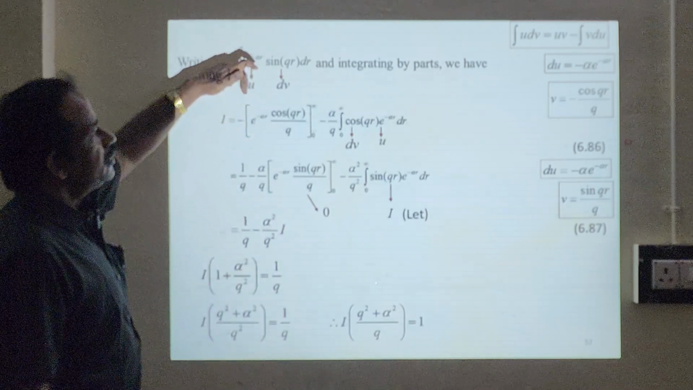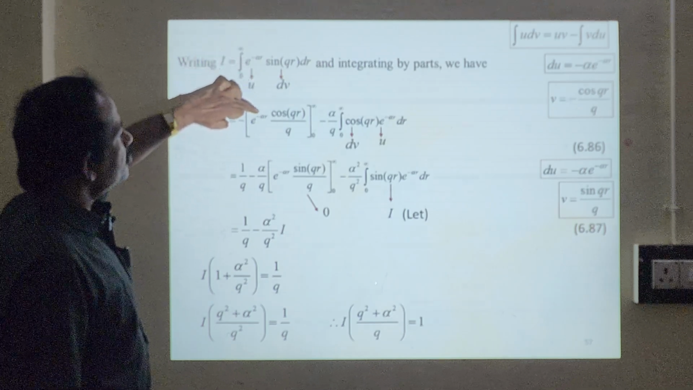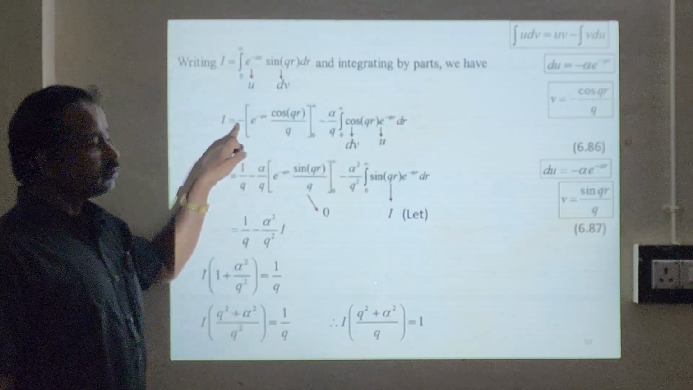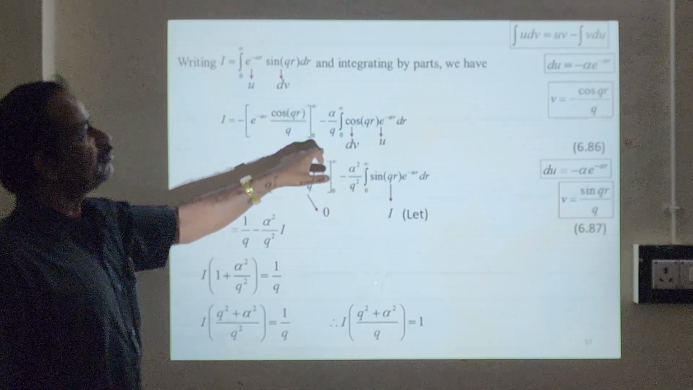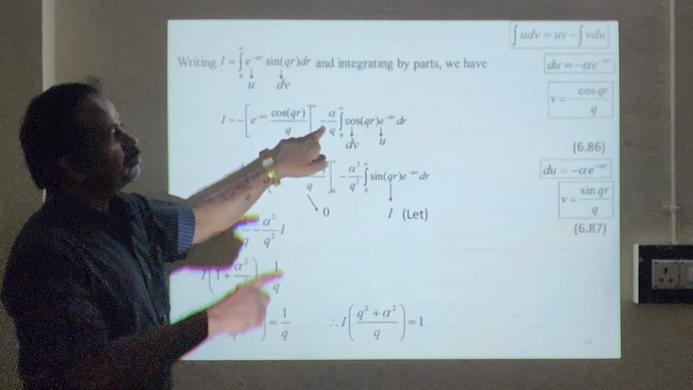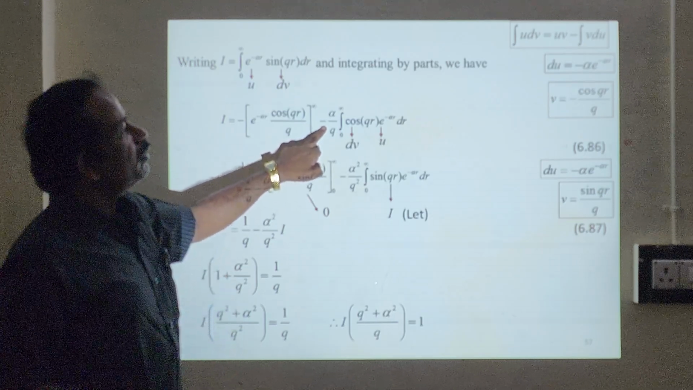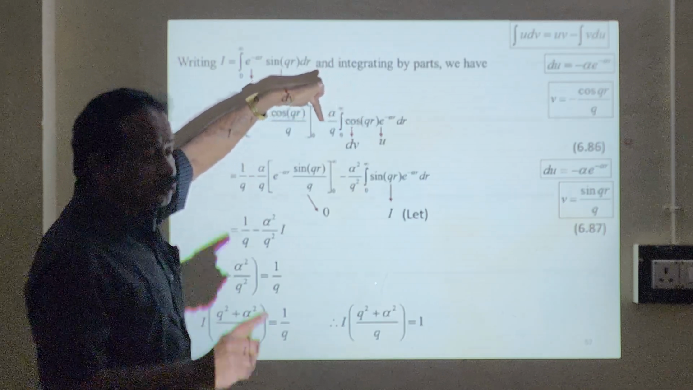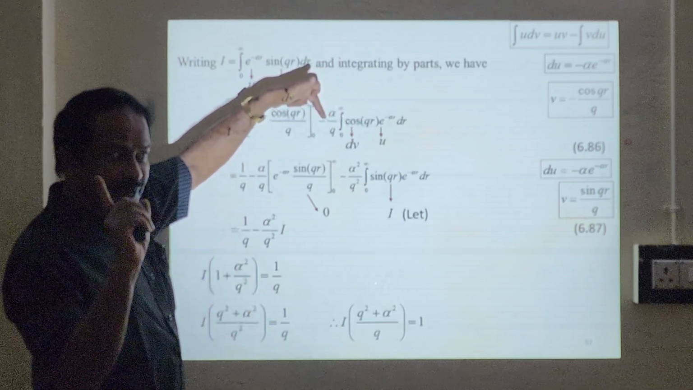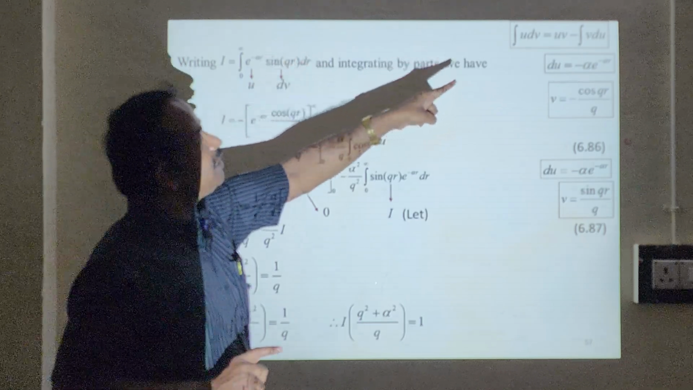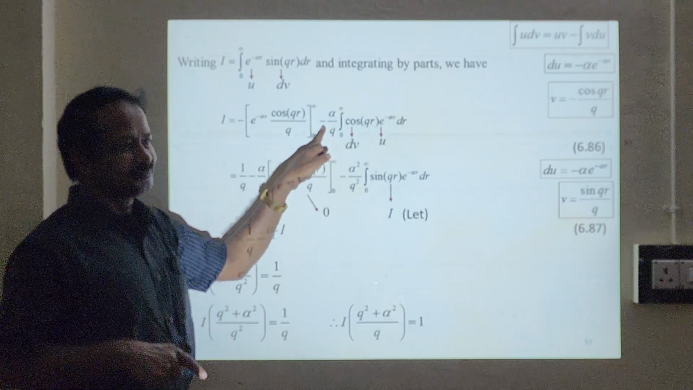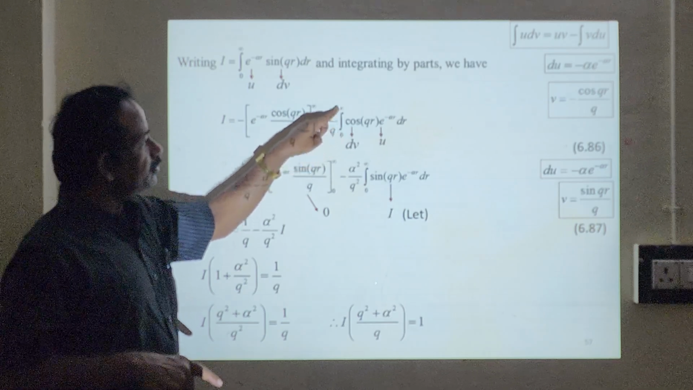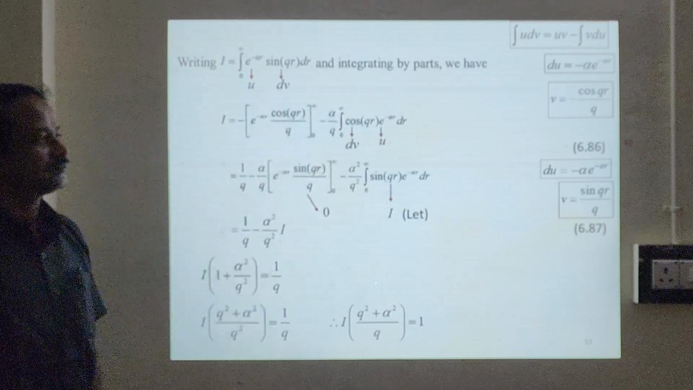So substituting, we will have UV. What is U? U is e power minus alpha R. What is V? Minus cos QR by Q. So I have pulled out the minus, cos QR by Q, with limits 0 to infinity. So UV is over, and that minus is here. Minus V, and V is minus cos QR by Q, so one minus is there, and minus will become plus. What about the other one? du is given as minus alpha e power minus alpha R, so that minus is here, and I have pulled out alpha. So alpha by Q, integral from 0 to infinity of cos QR e power minus alpha R dr.